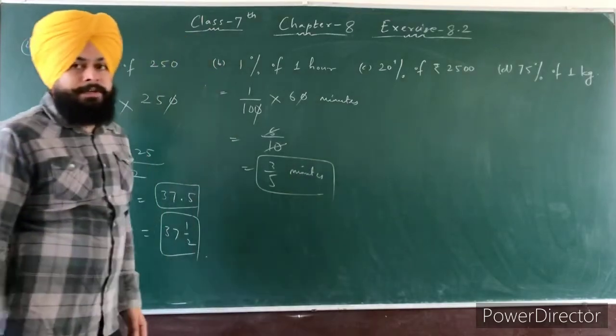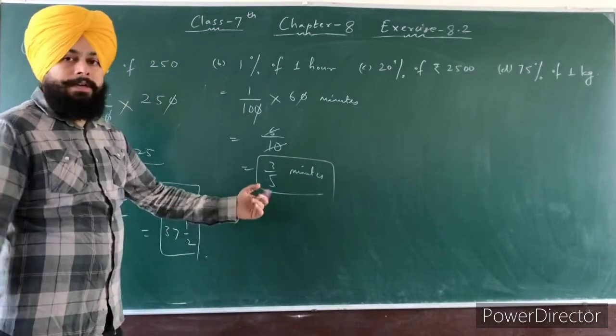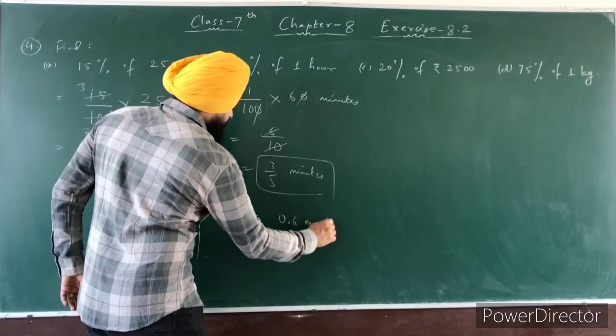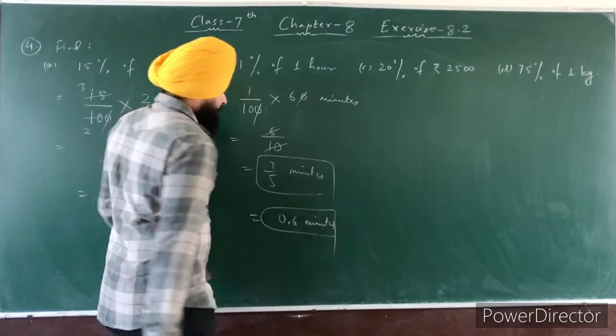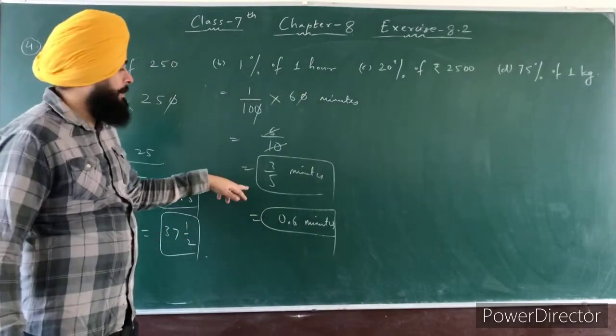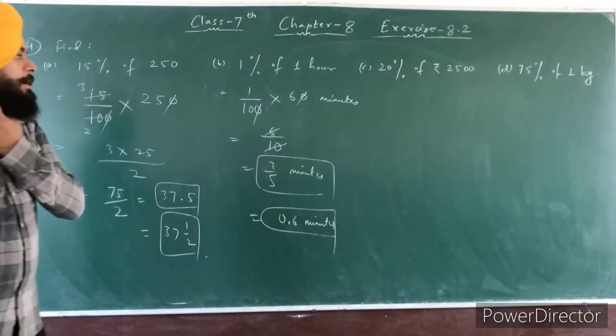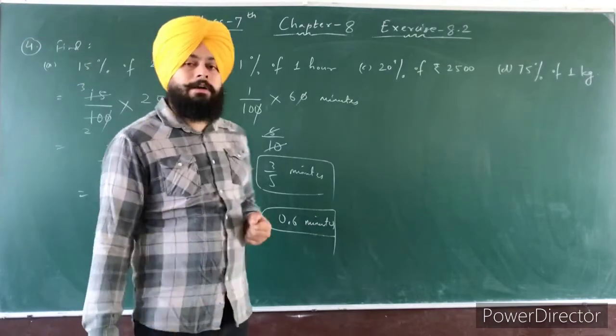3 over 5 minutes, or convert it into a decimal. You write it as 0.6 minutes. This is your answer. Either you can write 3 over 5 or 0.6. Clear students? Next, C part is 20% of rupees 2500.